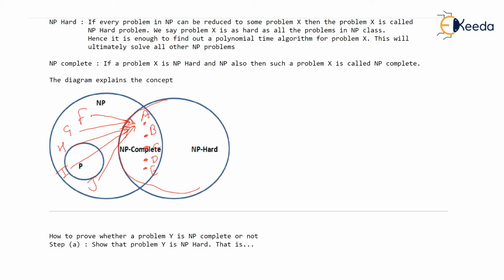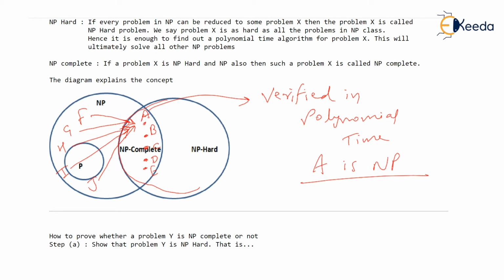Now when will A be NP? Relax. You have understood why A is NP hard? Because all the problems in NP are reducible to A. And we know that A is NP. But when will A be NP? If A can be verified in polynomial time, then A is NP, isn't it? And all the problems are reducible to A. So A is NP and A is NP hard. That's why A is NP complete.